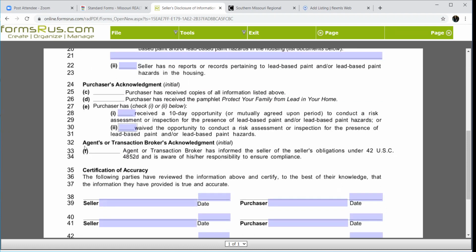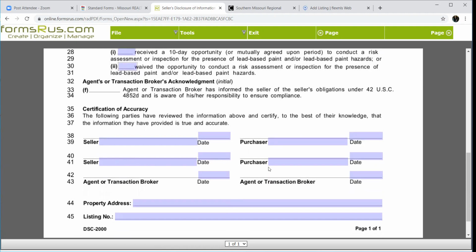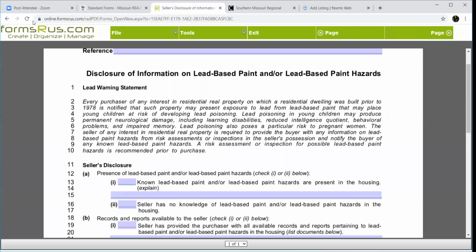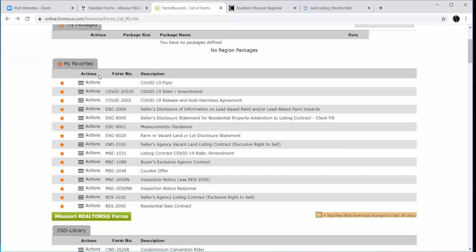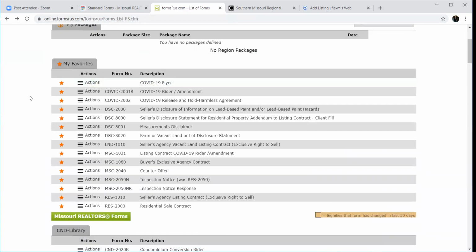And this is the seller's listing agent's responsibility, to put the seller on notice. Seller will sign here, then purchaser, property address, and then agent's information. I think that's what I got for you today, guys.